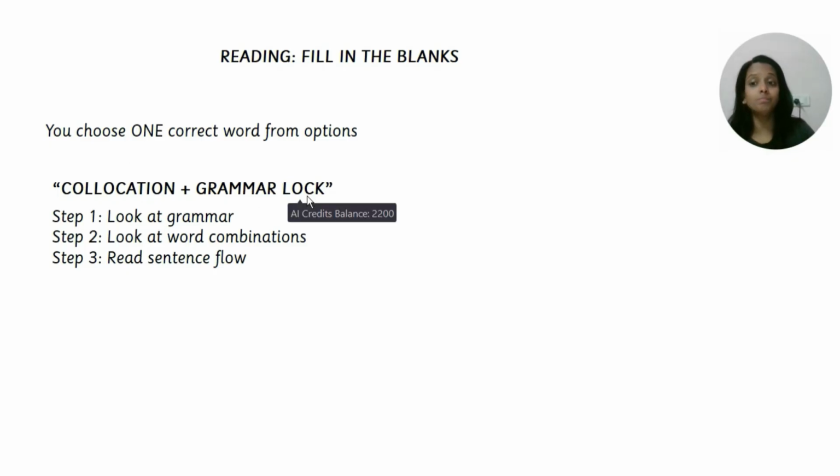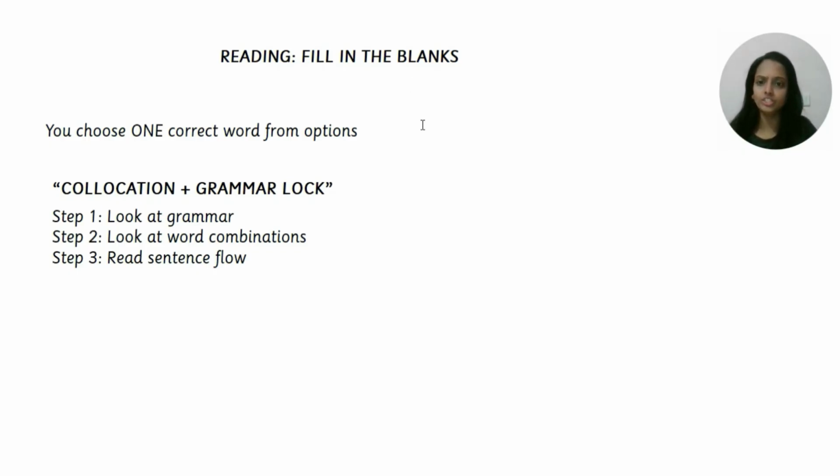Now, this is my strategy, collocation plus grammar lock. You have to look at grammar, you have to look at word combinations, then read the sentence flow. The danger is that multiple options may look acceptable. That's the biggest trap in this section. So you need a stricter system. That system is this collocation plus grammar lock.